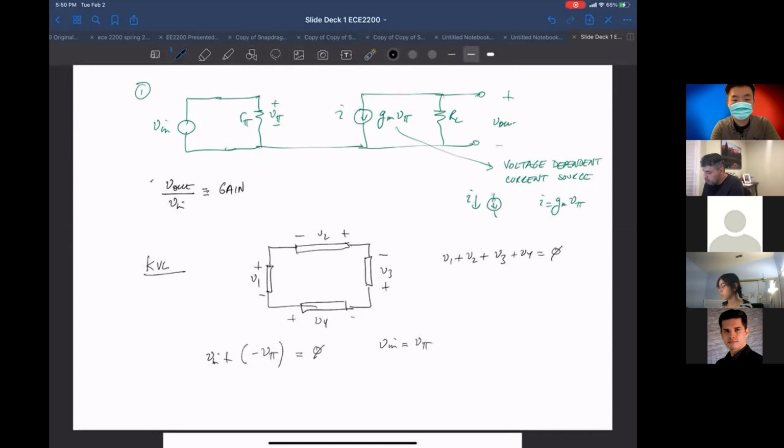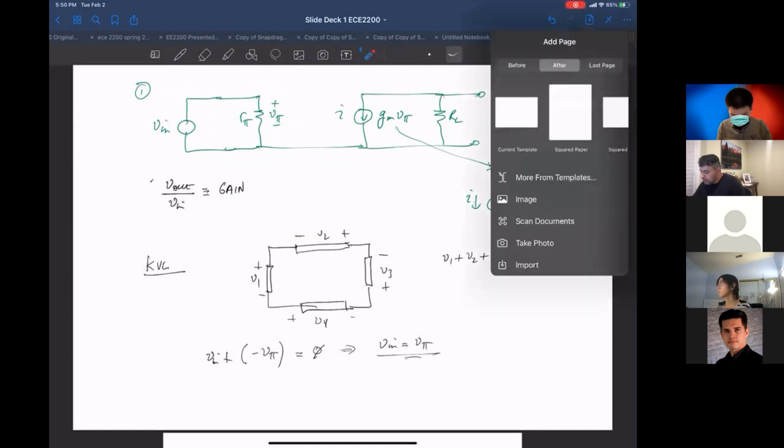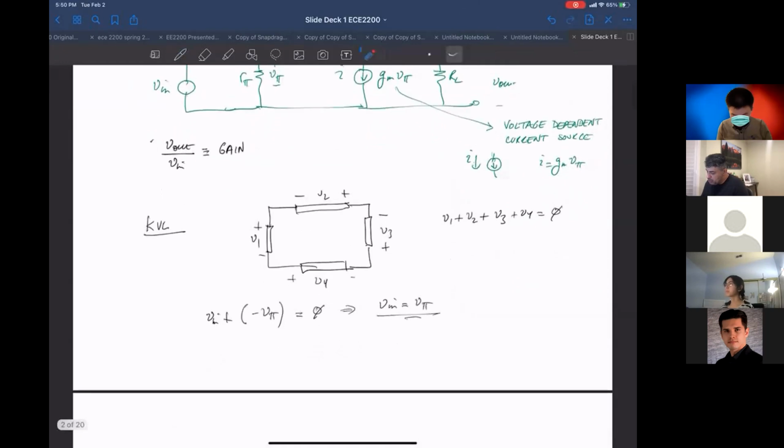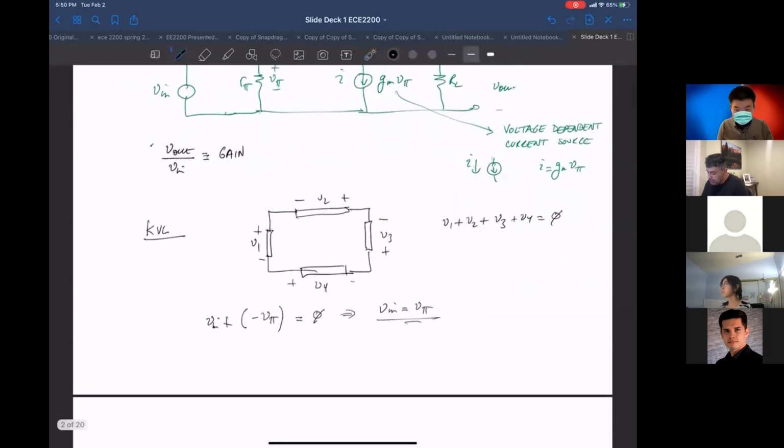Okay, so if I rewrite the equation there, that's the first thing we have. You could almost see it by inspection in this case, but they can get a little tricky because, by inspection, sometimes you have a tendency to go wrong. So that was V in equal to V sub pi with KVL.